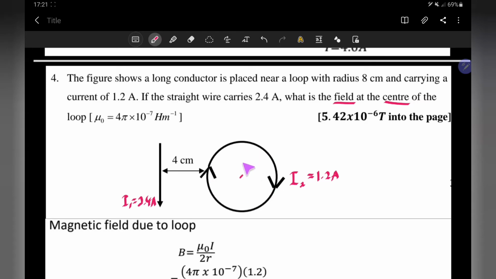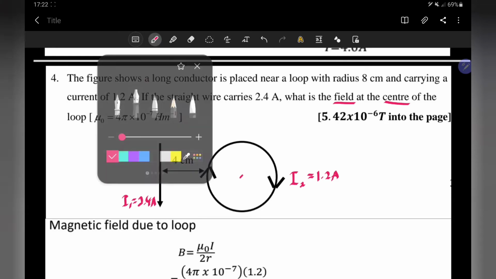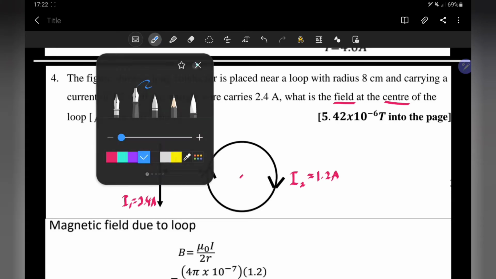Alright, so we need to check the direction first. Are they directed in the same direction or not? If equal in direction, we just total up the values, which is B1 plus B2. If they are opposite in direction, one of them should be minus. Okay, so how to do that? First, let's check by using our right hand grip rule.